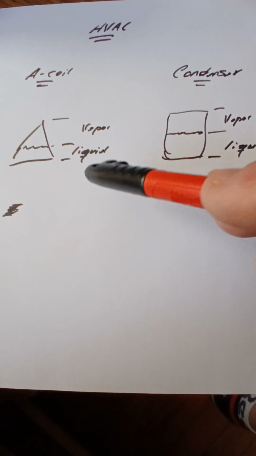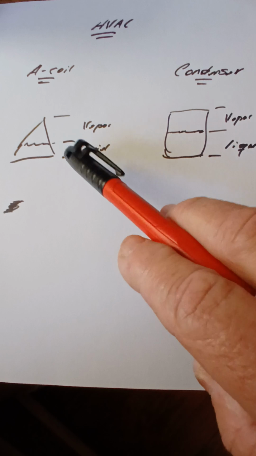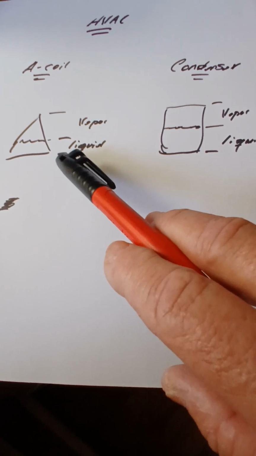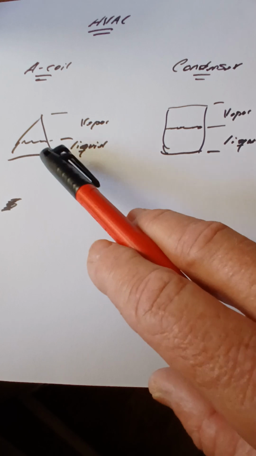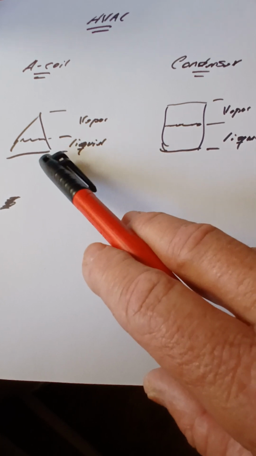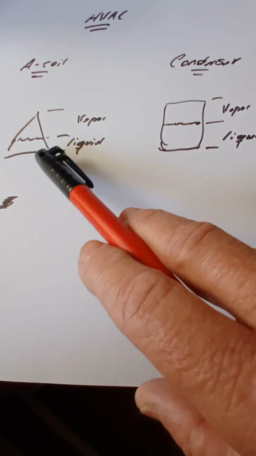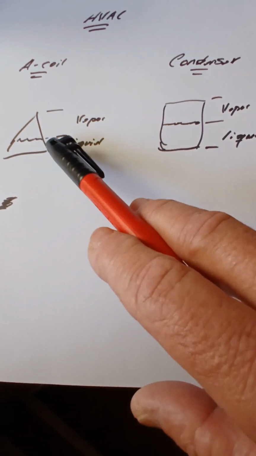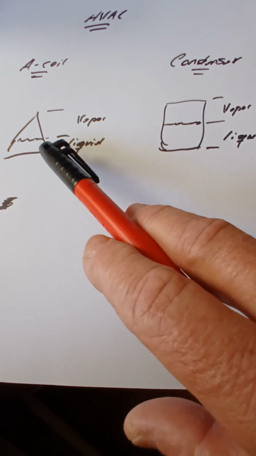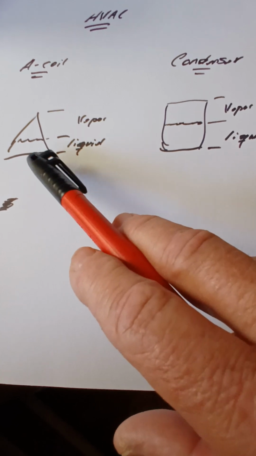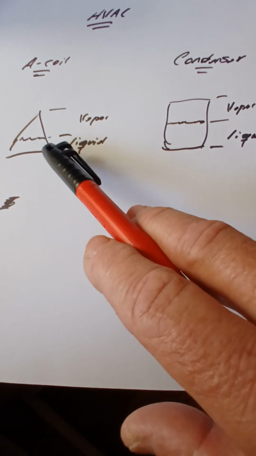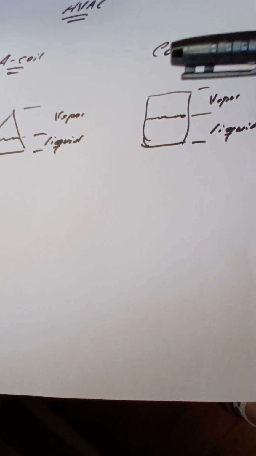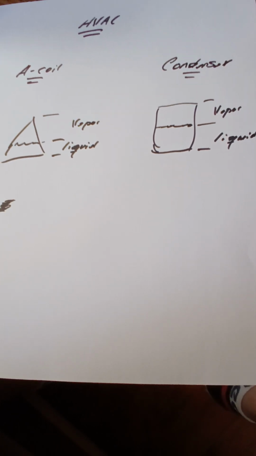So if we have a split unit, normally inside is an A-coil, and perhaps the reason it may be called an A-coil is that it's shaped like an A. Although it doesn't necessarily have to be. There are different configurations, but this is just an industry term that people use. When you hear a technician say the A-coil, that means inside where the refrigerant's at. The condenser, if it's a split unit, will be outside. This is where the heat will dissipate from.